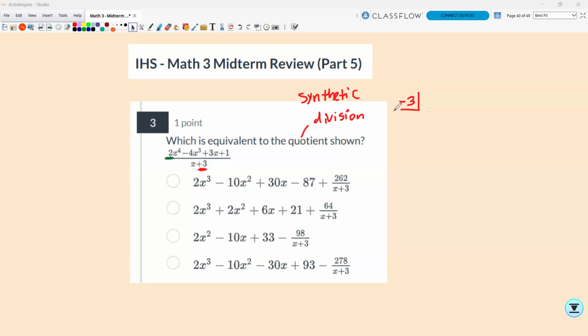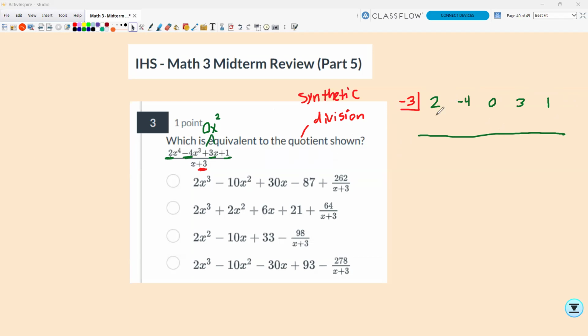So our first number is going to be 2. That's 2x to the fourth power, followed by negative 4. That's the x cubed. And notice we don't have an x squared, so we have to put a 0 in its place. So we'll do 0, followed by 3 and 1, 3x and 1. Put a little line, and let's go down.